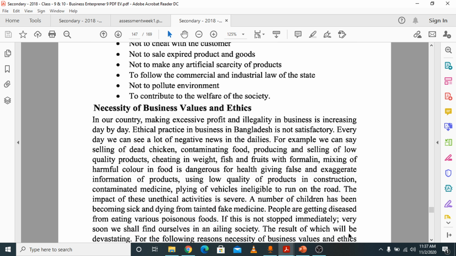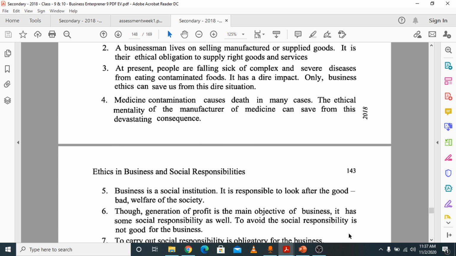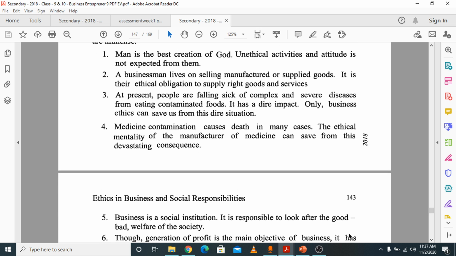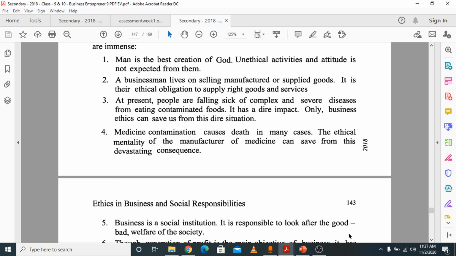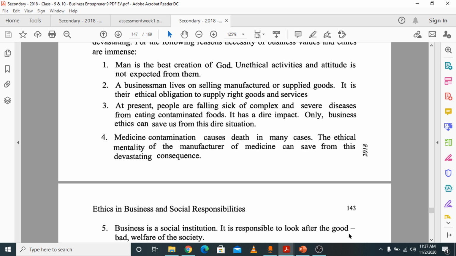Necessity of business values and ethics. Yes, it is very much necessary for society as well as the businessman, because man is the best creation of God. So any type of unethical activities cannot be expected from the human being.